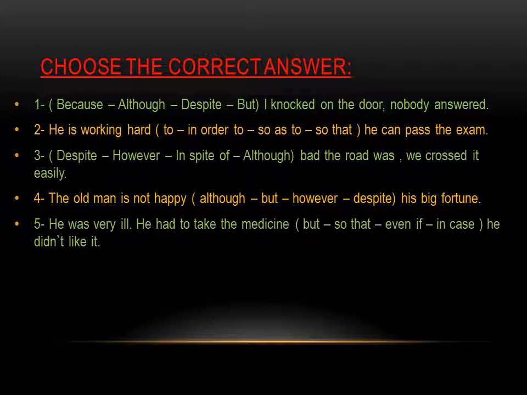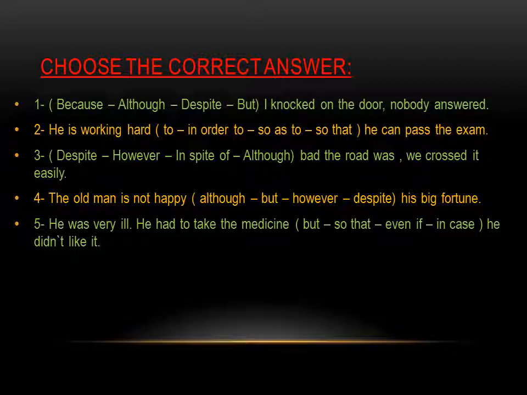Number 2: he is working hard, he can pass the exam. Take care, he can pass, so it will be so that and so on. Number 3: despite, however, in spite, although. Notice that all the choices here express contrast. But the rule was we crossed it easily. So which one is the right one? Despite, we said, is followed by a noun or verb ing. Here in spite of is the same idea, although is close. The right answer will be however.